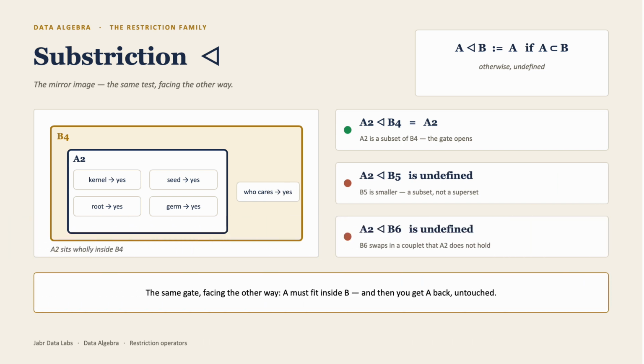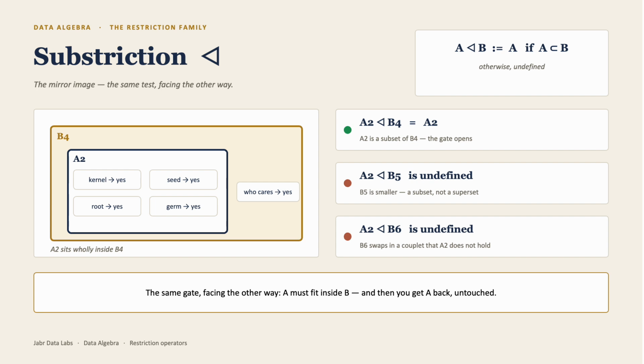Substriction is superstriction seen in a mirror. The same question asked in the opposite direction. This time we want A to fit inside B. So A substriction B gives you A when A is a subset of B, and nothing otherwise. In the diagram, A2, kernel, seed, root, and germ sits wholly within B4, which holds those 4 couplets and one more. The gate opens, and the result is A2, unchanged.